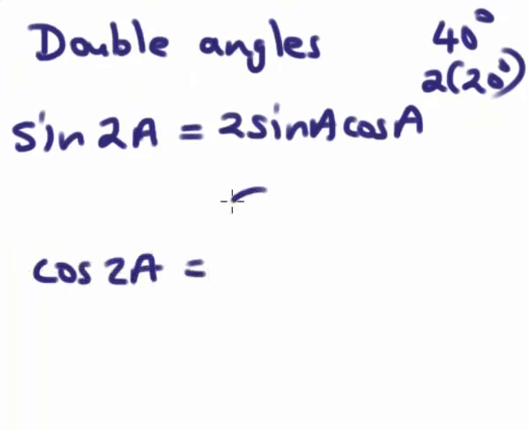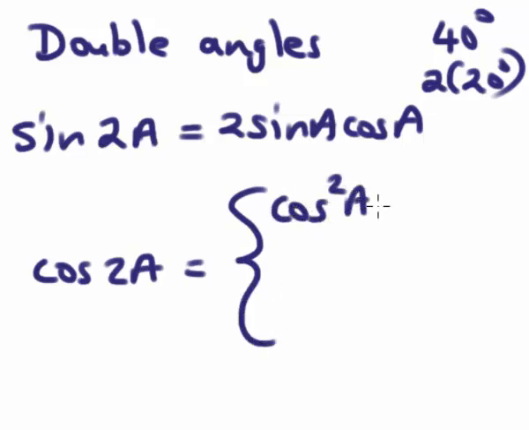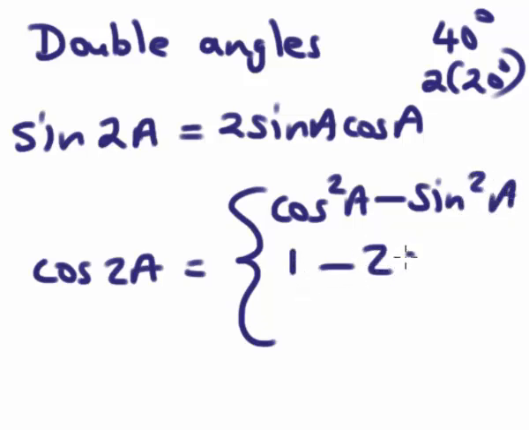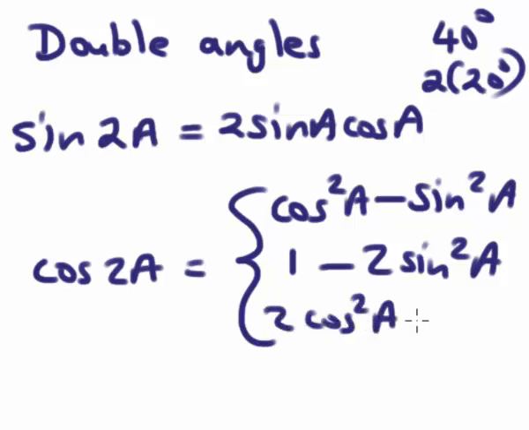The cos 2A is a bit of a stranger. This one can have three personalities. It could be cos squared A minus sine squared A. You could have 1 minus 2 sine squared A, or in fact 2 cos squared A minus 1. This is always a problem as to which one to use.